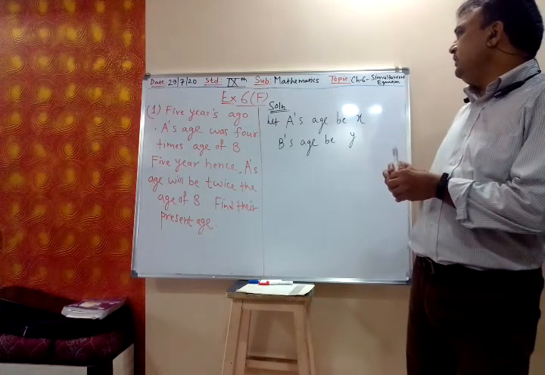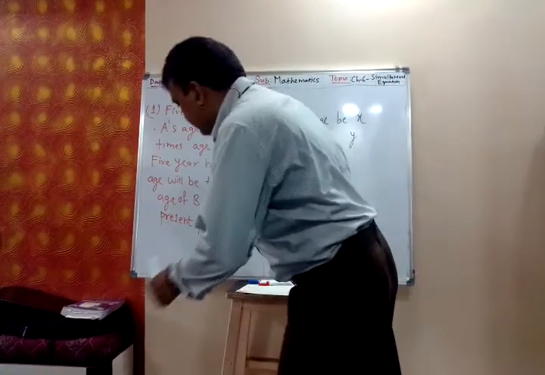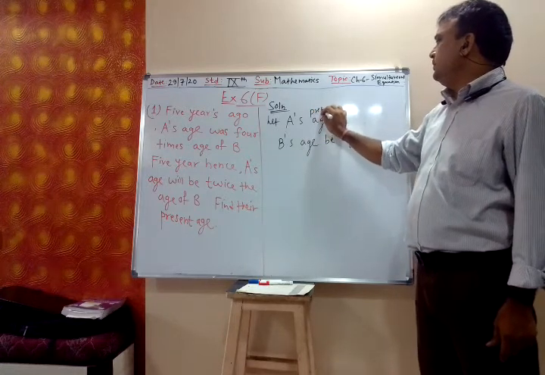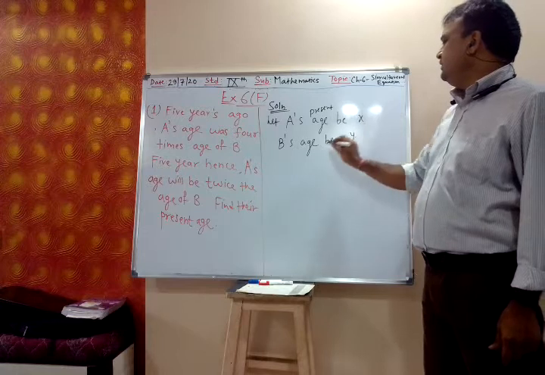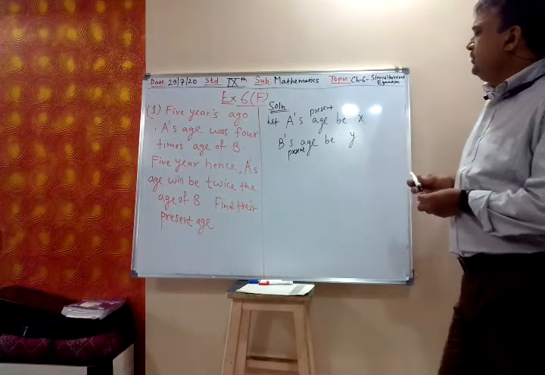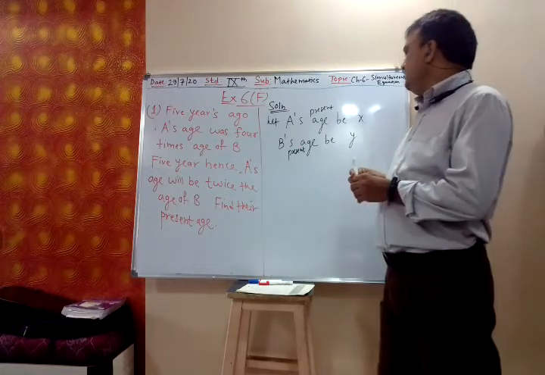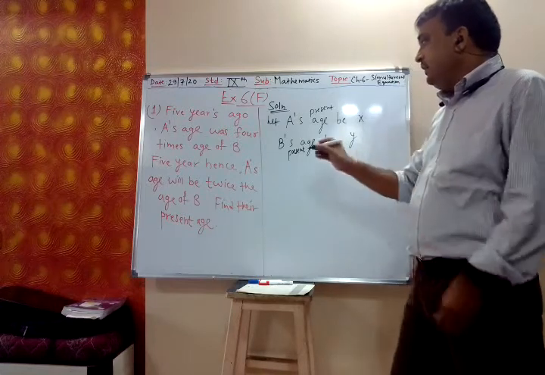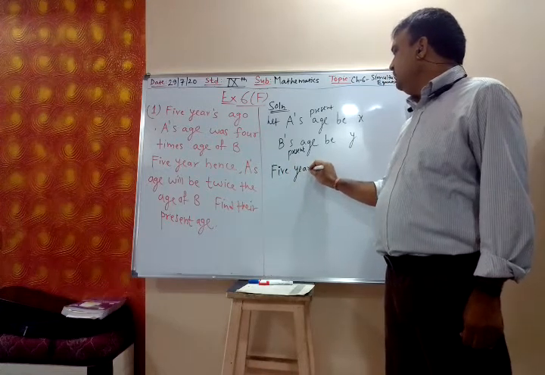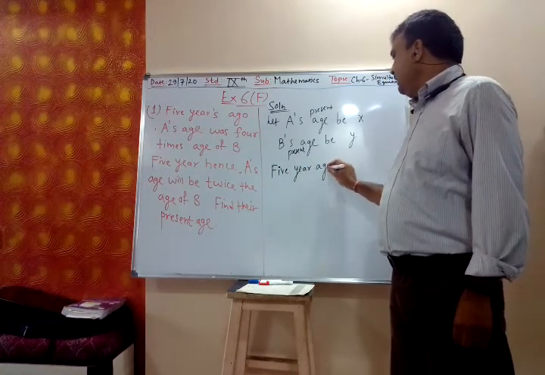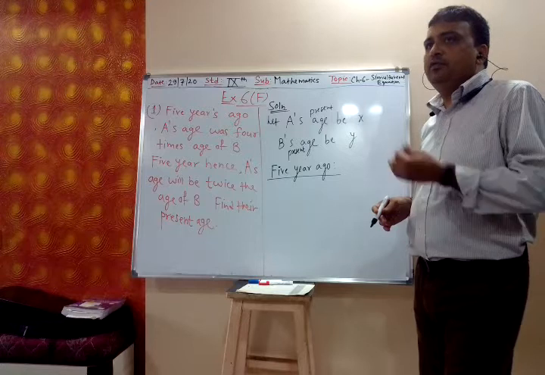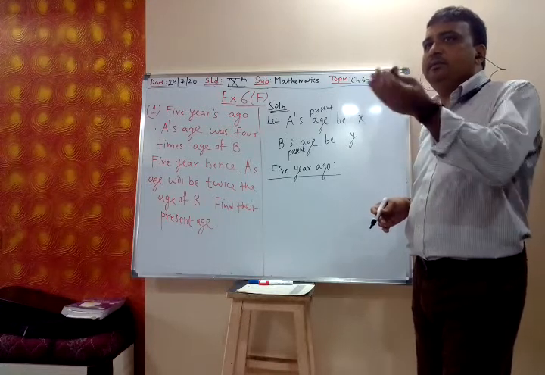So there are 2 persons, A and B. You write present age. Let A's present age be X and B's present age be Y. So A's present age is X, B's present age is Y. Now 5 years ago. Ago means before. So for 5 years before, I will subtract 5 from the present age.